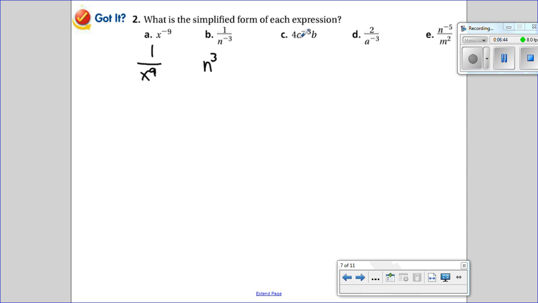C, only the c to the negative 3 goes on the bottom, so on top it stays 4b over c to the 3rd. The a now goes up top, so it's 2 times a to the positive 3rd. And now your n goes on the bottom, so it's 1 over m squared, which stays down there, m squared times n to the 5th.